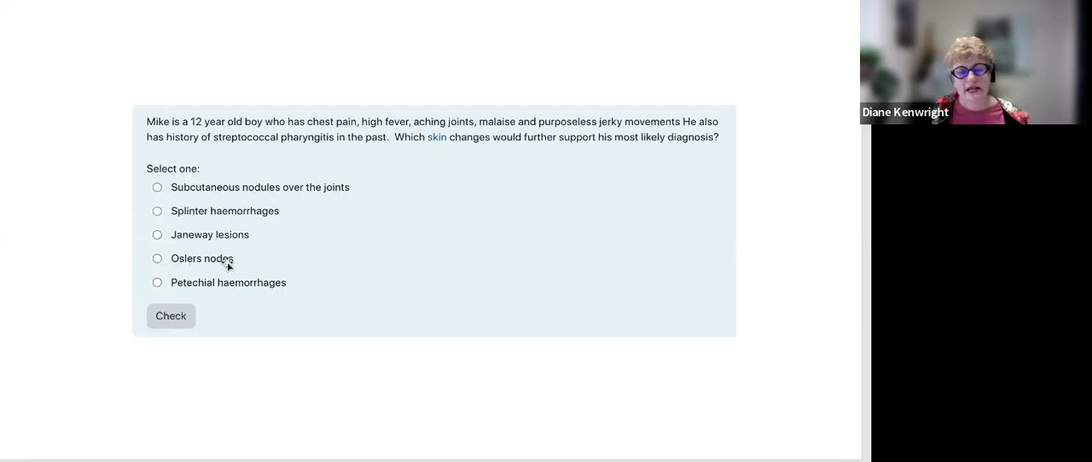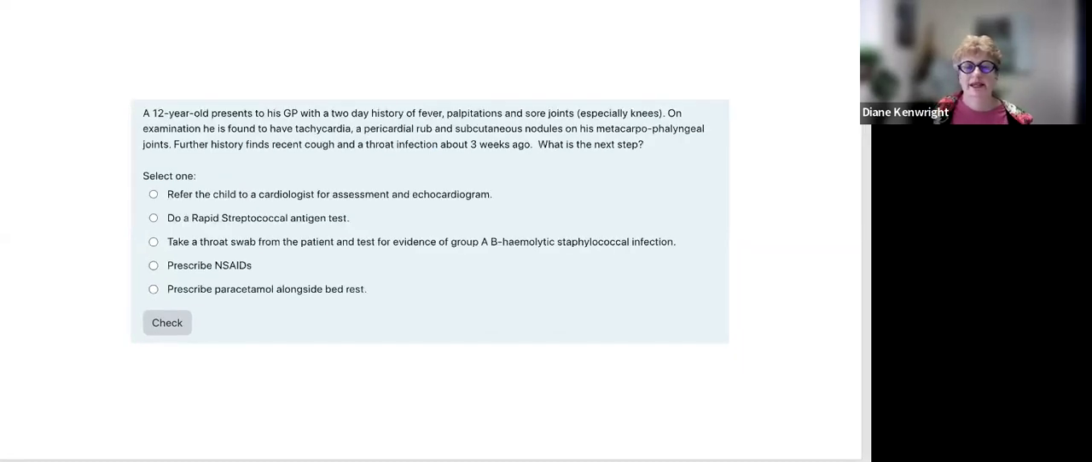All these things are due to emboli, right? That are much more commonly seen in infective endocarditis, and petechial hemorrhages is a sign of vasculitis for things like meningococcal disease. What have we got here? So we've got a 12-year-old. He's had fever, palpitations, and sore joints. So you're thinking, is this going to be rheumatic fever?